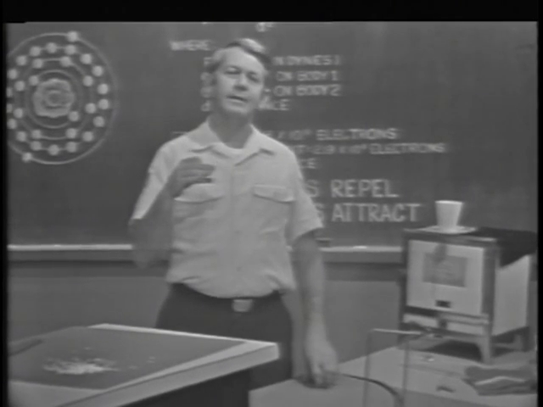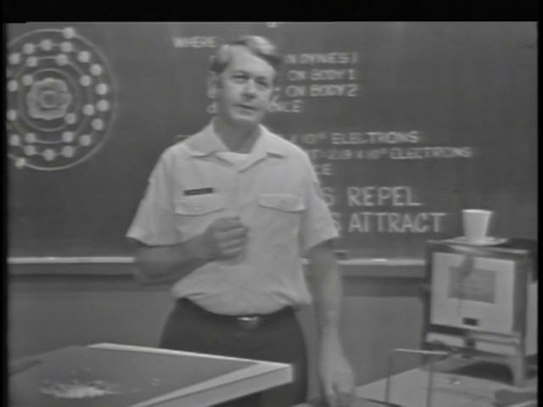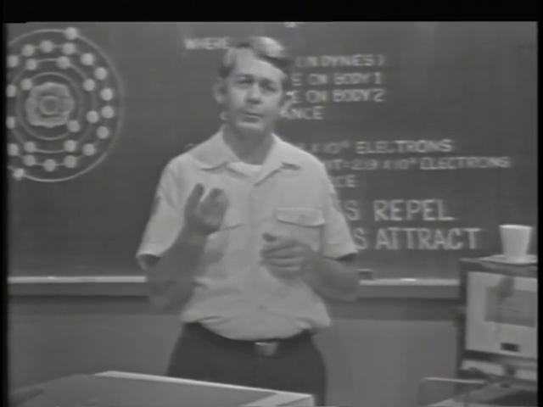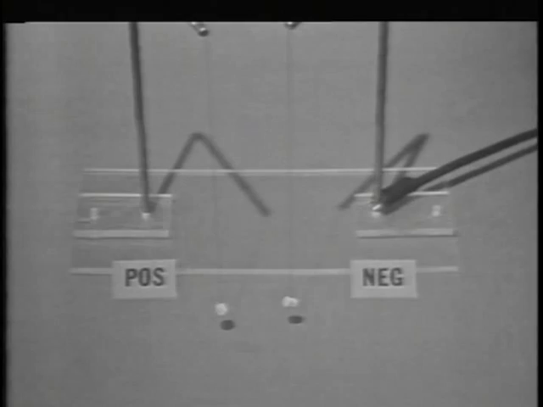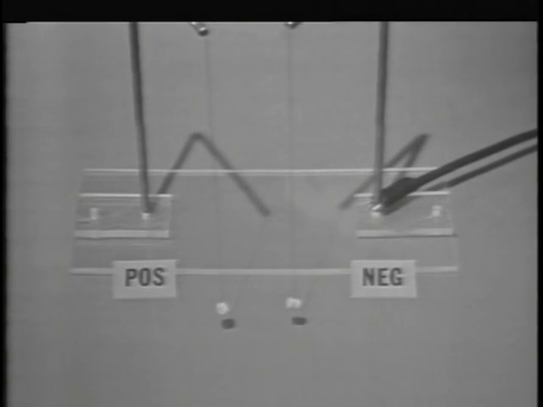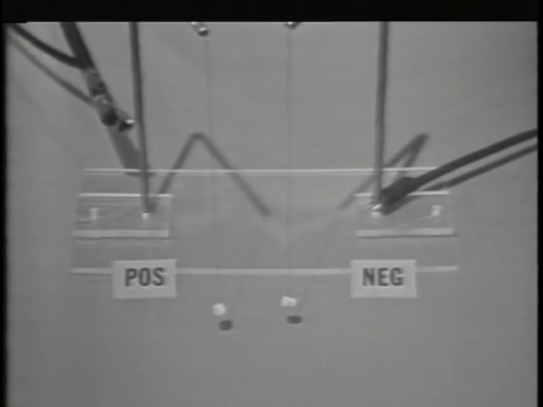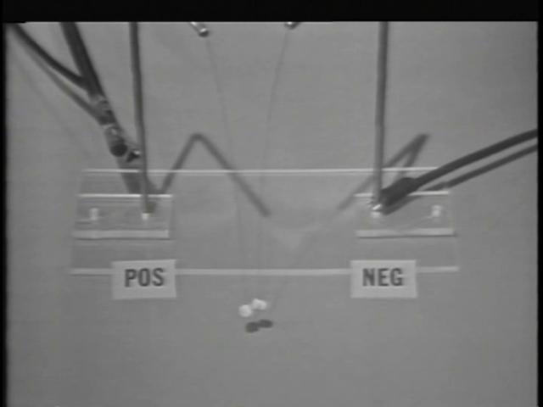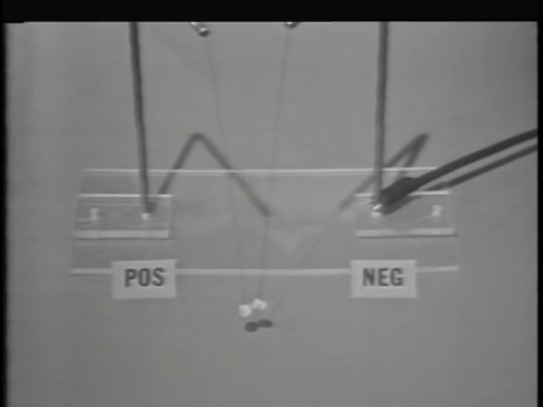Now, we've seen how an object acquires a charge. Let's determine the effect that two charges have on each other. Now, to demonstrate this, I'll use two pith balls suspended on strings. In the first example, I'll use the electrical source to place a positive charge on one pith ball, a negative charge on the other. Okay, turn on the power source. It's on. Bringing in the positive charge, notice that the pith balls are drawn together. Therefore, we can say that bodies with unlike charges attract.